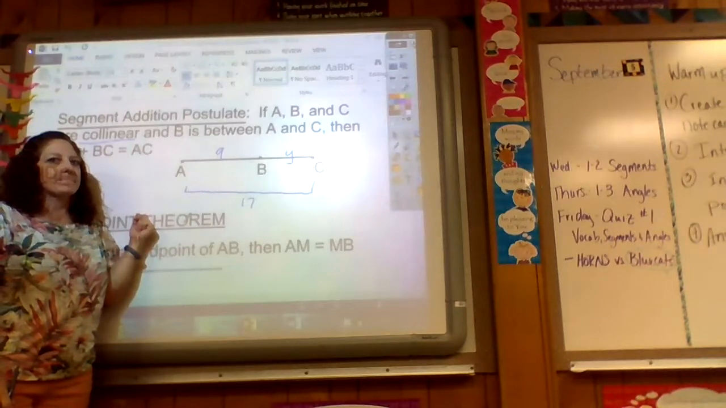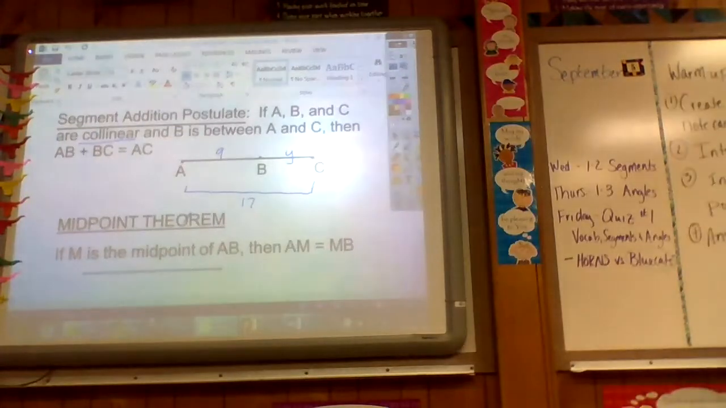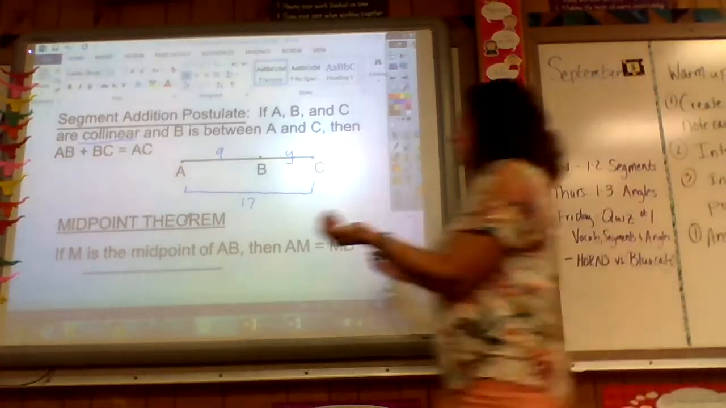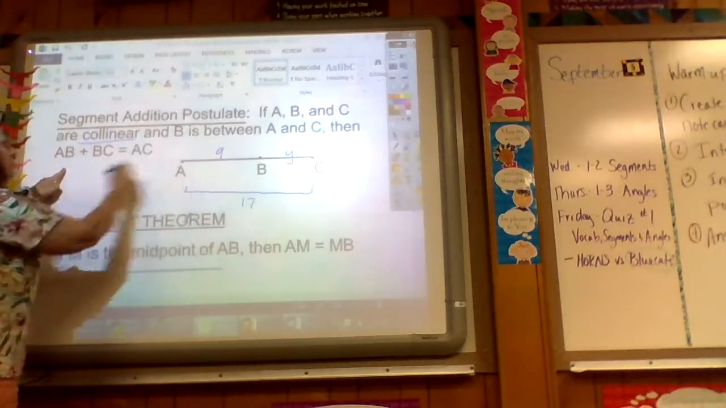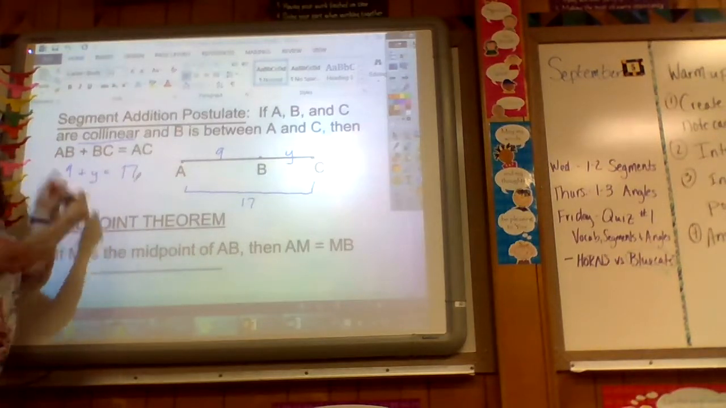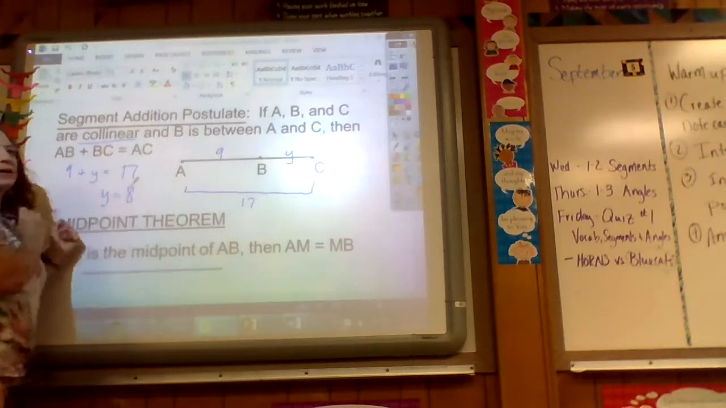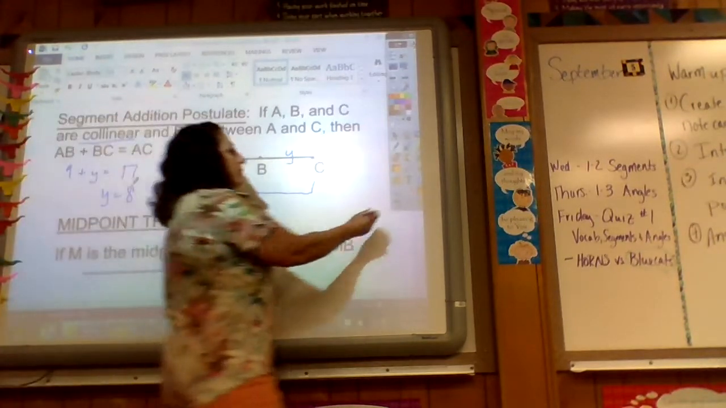You would subtract 9 from 17, and it would equal your y. In this case, you could also set that up in a small algebra equation. If I were to substitute here, I would say my 9 plus my y has to equal 17. Therefore, yes, I am going to be subtracting to get y equals 8. Okay, so that's one way.